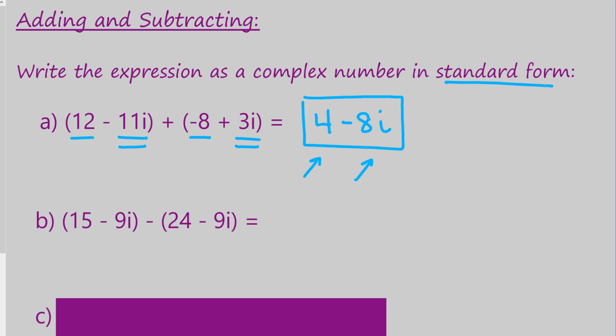Here we're subtracting, same idea. Don't forget to distribute the negative sign. So subtract the real parts, 15 minus 24, and that's negative 9. And subtract the imaginary parts, negative 9i minus negative 9i is 0i. We're not going to write it like that, we'll just write it as negative 9. We don't have to write plus 0i.